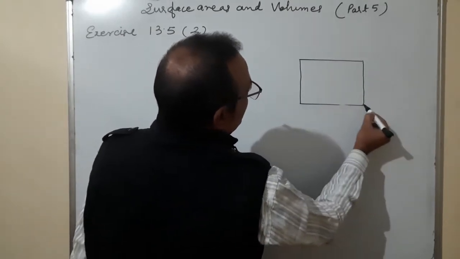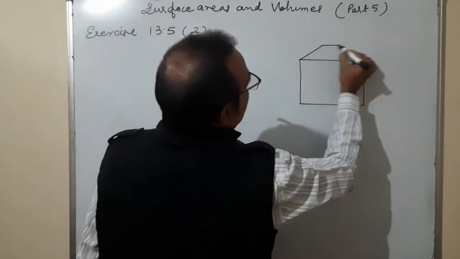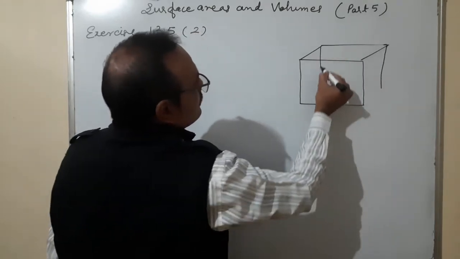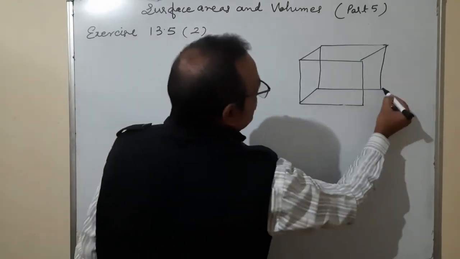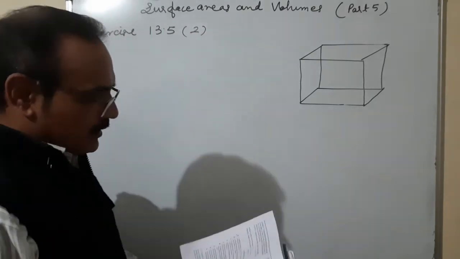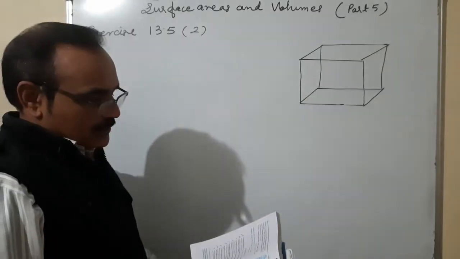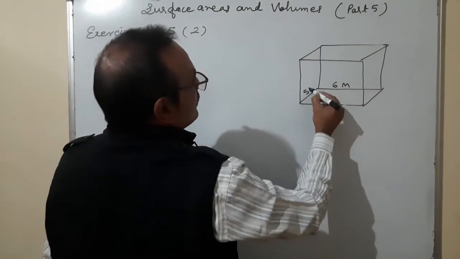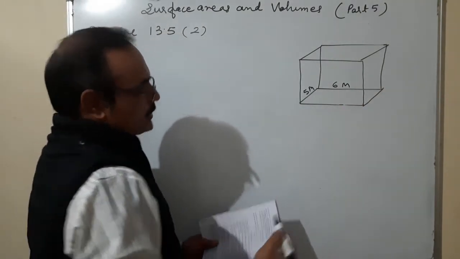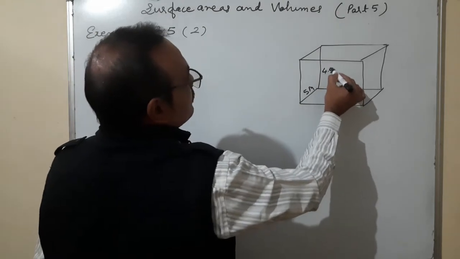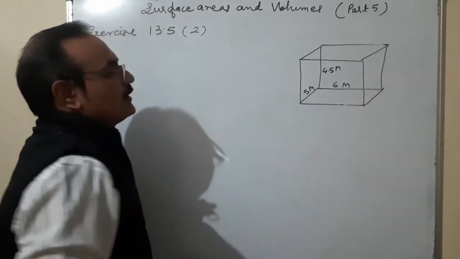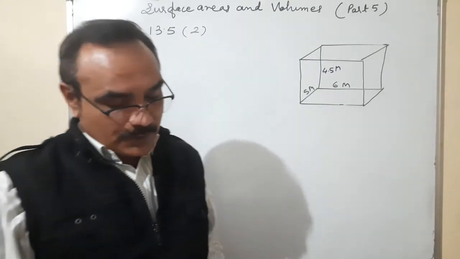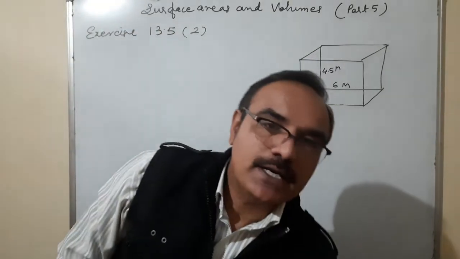A rough diagram is required for each and every question, so that you don't need to read the question from the book again. You will write the dimensions properly. Dimensions are given: 6 meter, 5 meter, and the third one is 4.5 meter deep. Deep means it is the height of the cuboid. How many liters of water can it hold?